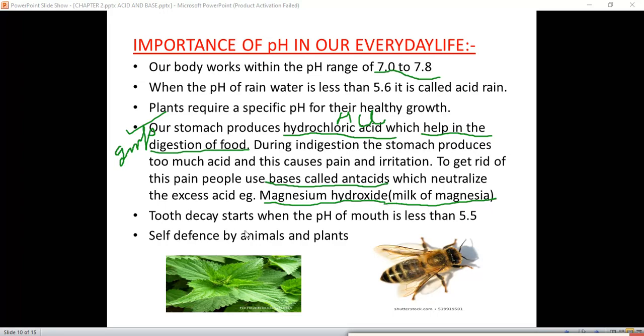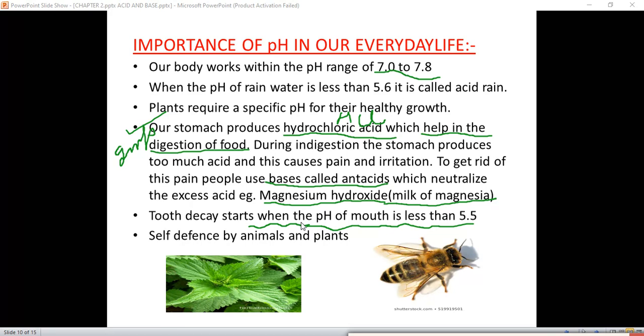Next point is, tooth decay starts when the pH of the mouth is less than 5.5. Sometimes a cavity is formed in our teeth. Bacteria present in the mouth produce acids by degradation of sugars and food particles remaining in the mouth after eating. The best way to prevent this is to clean the mouth after eating food. We clean our teeth using toothpaste, which is generally basic in nature, and it neutralizes the effect of acid in our mouth and prevents tooth decay.